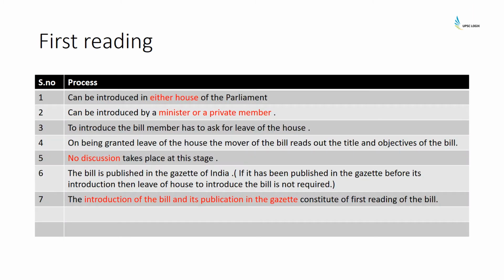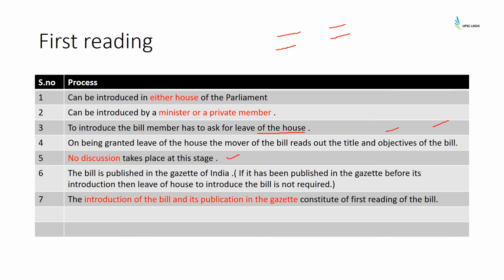Let us understand what the first reading stage is. So now we know that the ordinary bill can be introduced either in the Rajya Sabha or the Lok Sabha, and it can be introduced by a minister or a private member. So to introduce this particular bill, the member has to ask for a leave of the House. And on being granted the leave of the House, the mover of the bill reads out the titles and objectives of the bills, and no kind of discussion takes place at this stage.